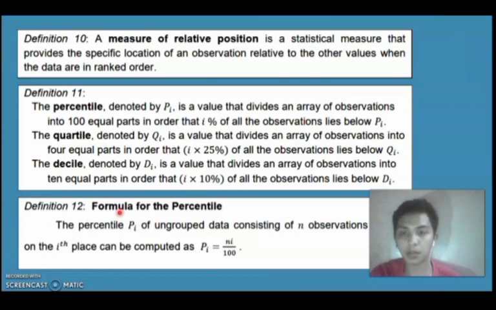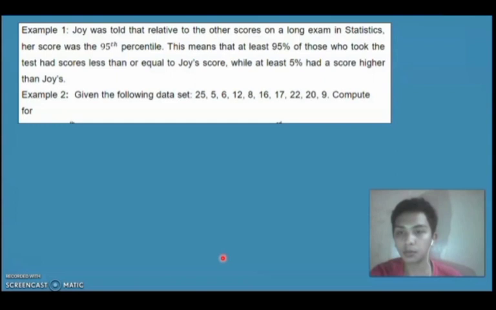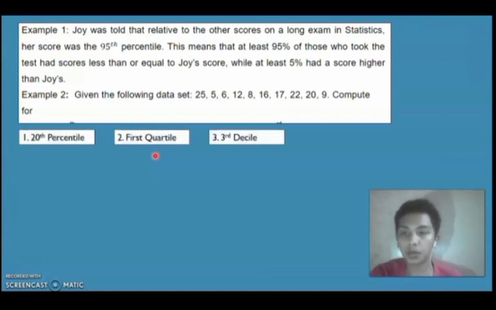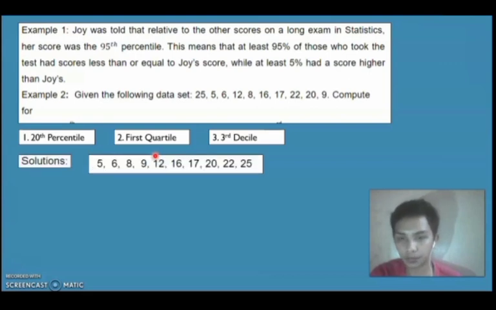This is the formula for the percentile. For example, let's jump into example 2. Given the following data set: 25, 5, 6, 12, 8, 16, 17, 22, 20, 19, and 9. Compute for the 20th percentile, first quartile, and third decile. Solution. Let's first arrange them from lowest to highest.